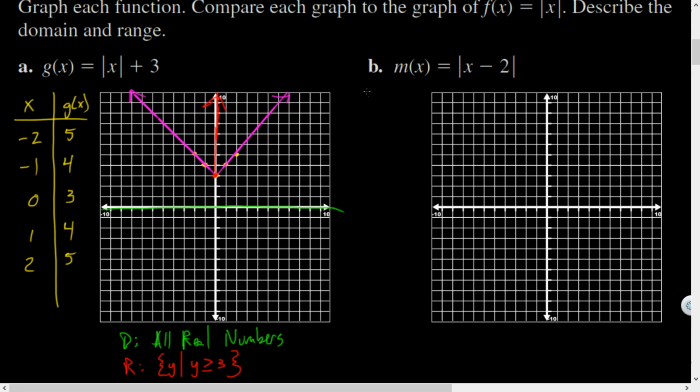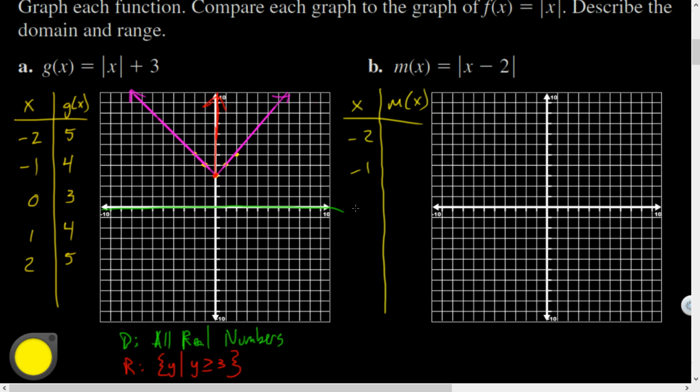Okay, I'm going to graph this next one a little quicker, okay, friends? Here's x, and here's m of x. So let's see, let's pick the same points, -2, -1, 0, 1, and 2.